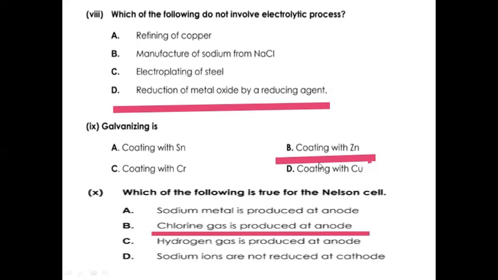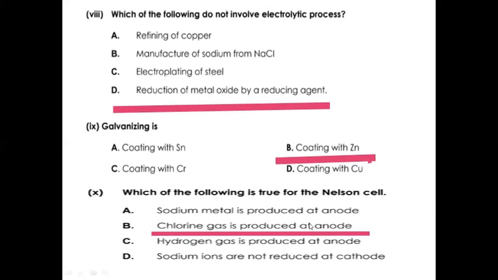The last MCQ is: which of the following is true for the Nelson cell? Sodium metal is produced at anode, yes. Chlorine gas is produced at anode, no. Chlorine gas is produced at cathode. Hydrogen gas is... sorry, which of the following is true for the Nelson cell? Yes, chlorine gas is produced at anode. Chloride ions are negatively charged. They will move towards the anode, which is positively charged.